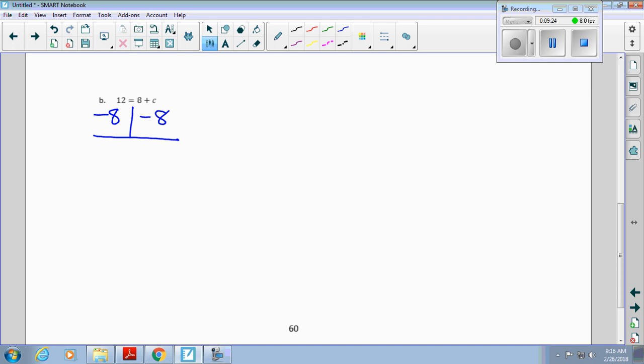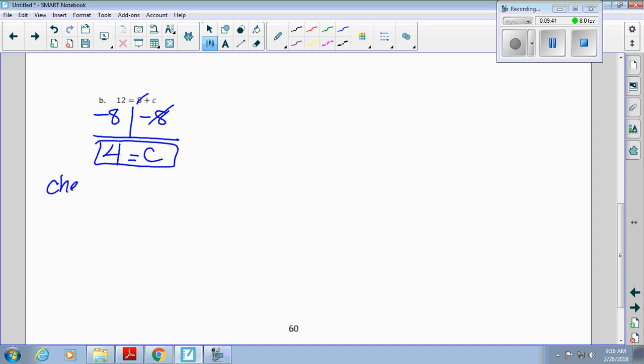Now on this right side, we have 8, but we subtracted 8, so we're just going to have c left. So c equals, what's 12 minus 8, everybody? 4. Tough math, I'm telling you. All right, we're going to box in our answer.